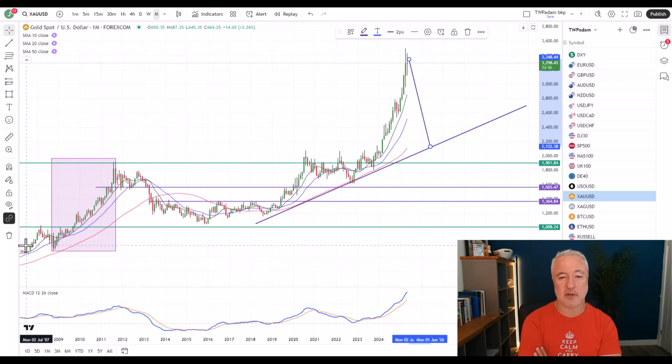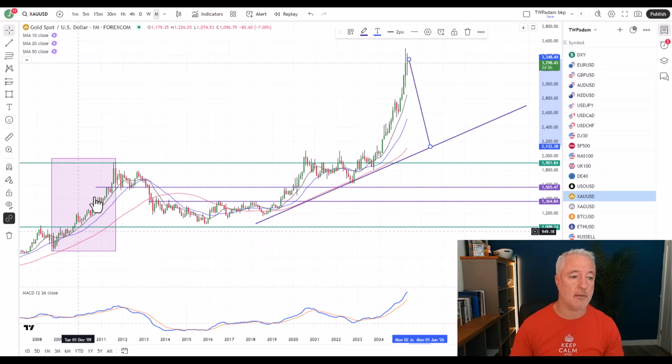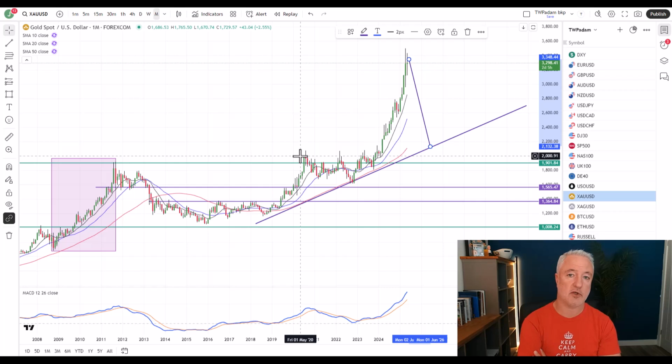We could see something like that happen. Could it come back down to $2,000 an ounce? Absolutely. Why not come back and test this major level here at $2,000 an ounce? Why not? It could come back and do that.